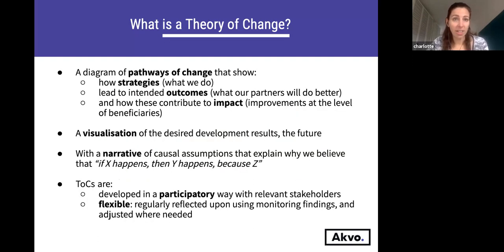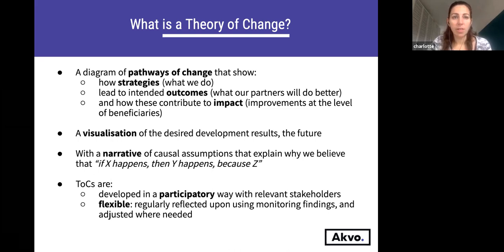So what is the theory of change? So basically, sorry for the text heavy slides, but we figured since it's also being recorded, it's nice to be able to look back at this. It's basically a picture of the future. So it shows the intended change that you want to contribute to as a project or organization. And it usually consists of several pathways of change. It shows how strategies, so strategies we see as a collection of project activities, how strategies lead to intended outcomes. And the outcomes are really the change at the level of stakeholders. So they're improvements as a result of your strategies. And then how these outcomes contribute to the intended impact. And the impact is really the improvements at the level of beneficiaries.